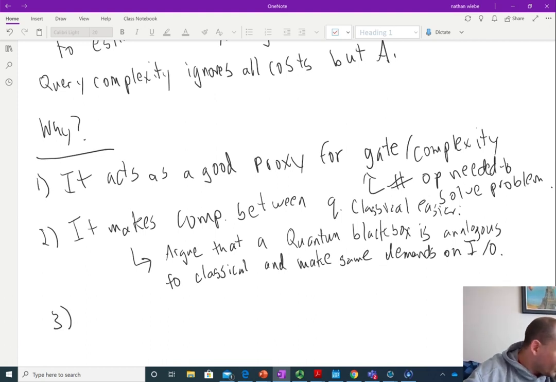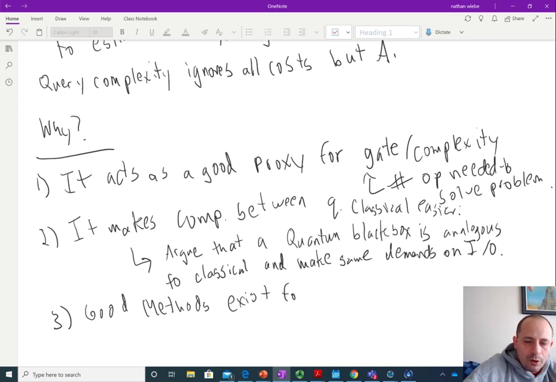And the third reason is that good methods exist for proving upper and lower bounds on query complexity.